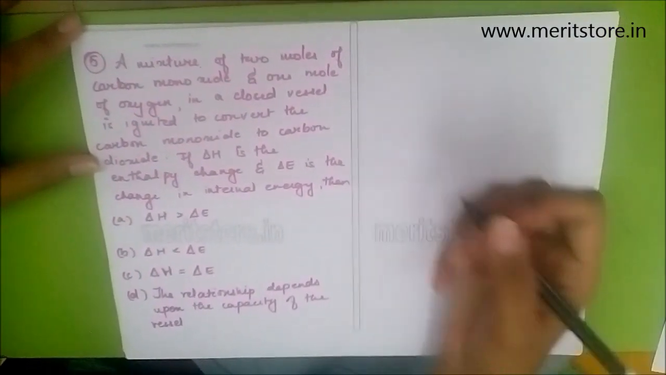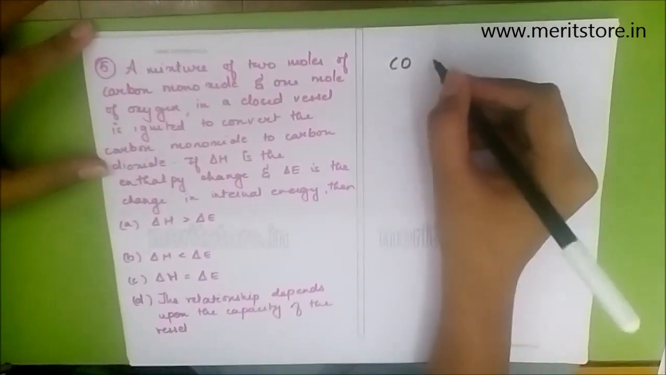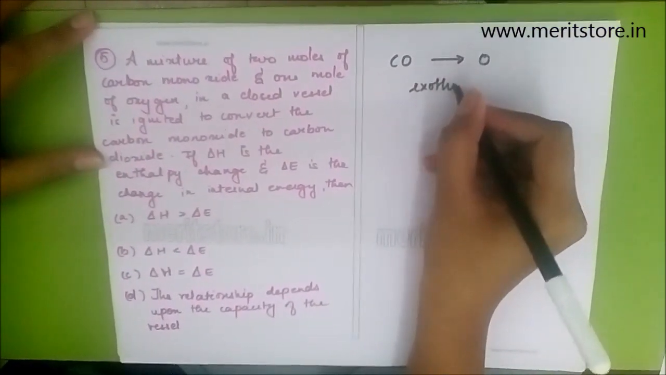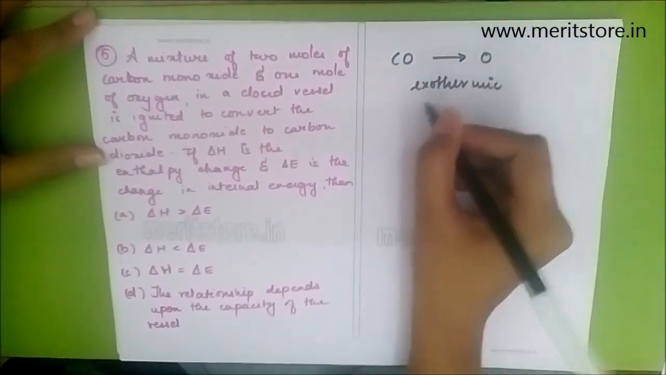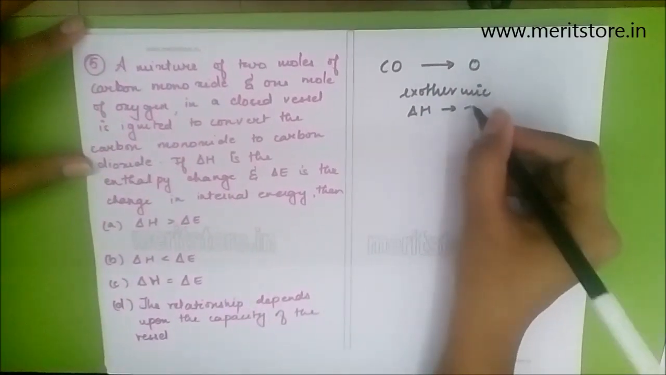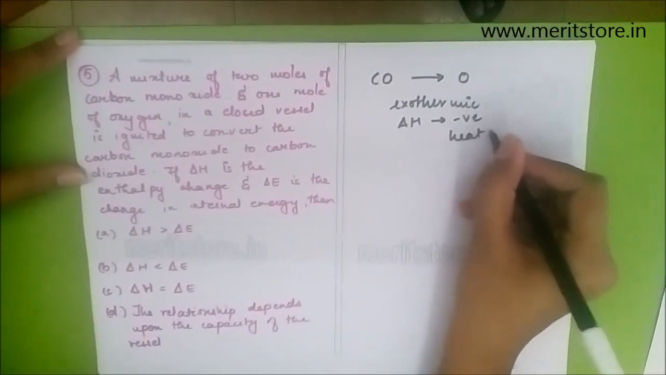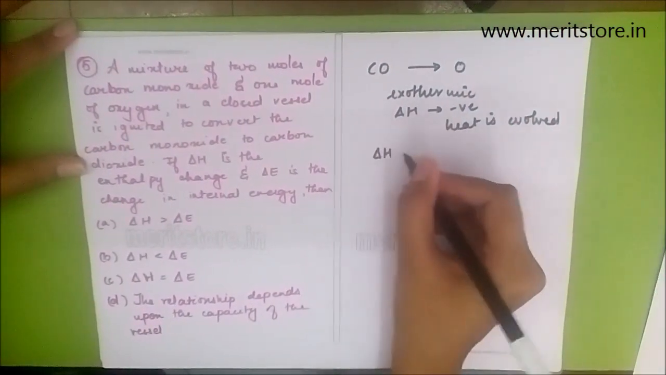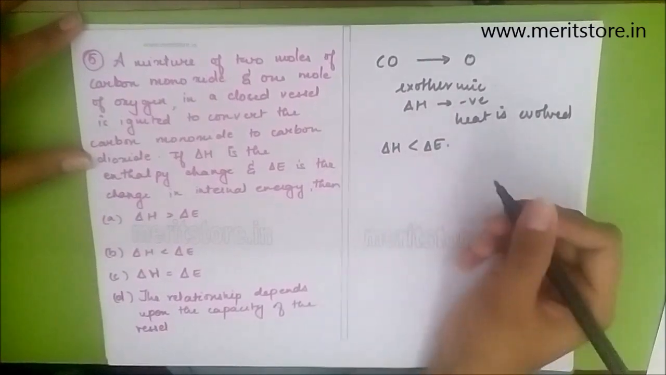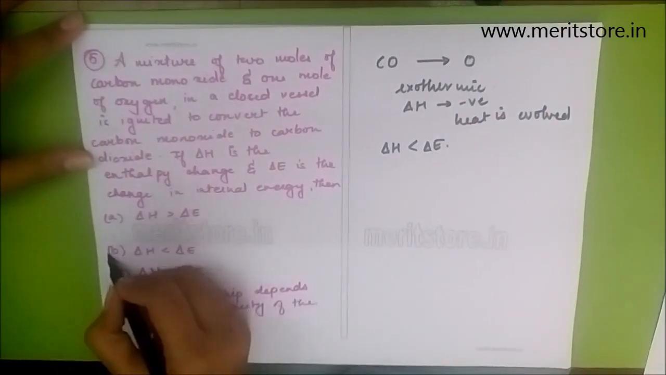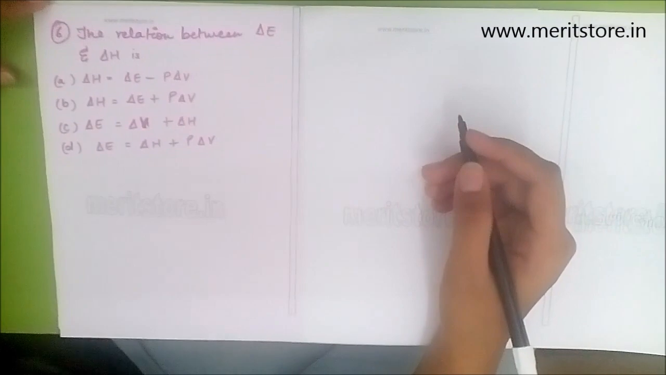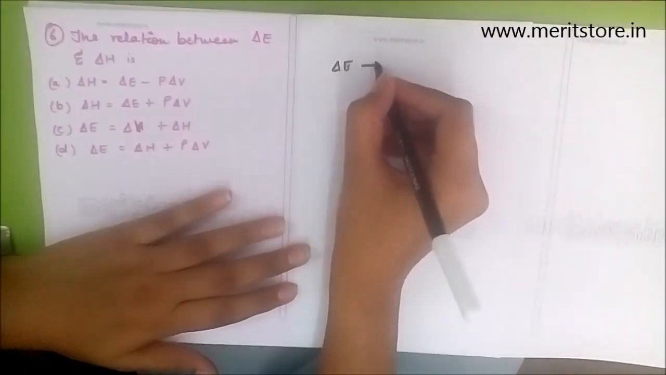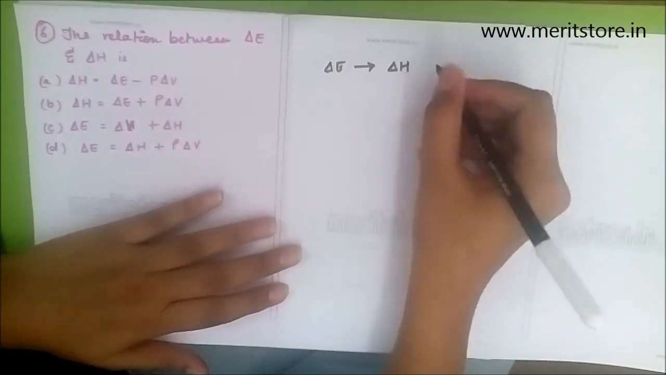Now, the reaction of carbon monoxide with oxygen, we know, is an exothermic process. As it is an exothermic process, delta H would be negative as heat is evolved. Therefore, delta H would be smaller than delta E, that is internal energy, and the correct option over here is B.